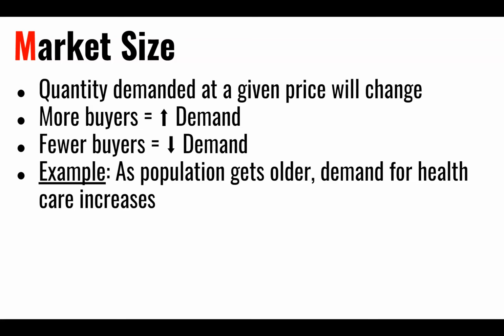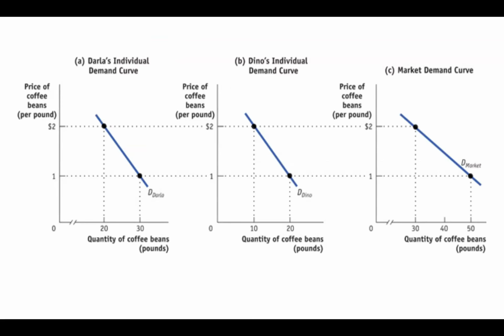That is, if I increase the number of people who want to purchase my good, we see an increase in demand. There'll be more people who want the product at the previous market price than before. For example, as the population gets older, there's an increase in the demand for healthcare related products and services. What we're seeing here is that the market demand curve is the sum of all the individual demand curves.